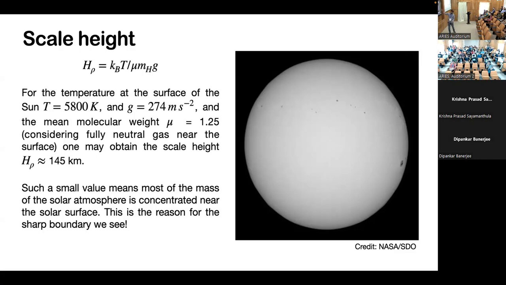This is exactly the reason why, when you see the image, you see a sharp boundary, right? If you move from here to outside, you have a sharp boundary, even though this is a gaseous ball. You see this sharp boundary because of this gravitational scale height.